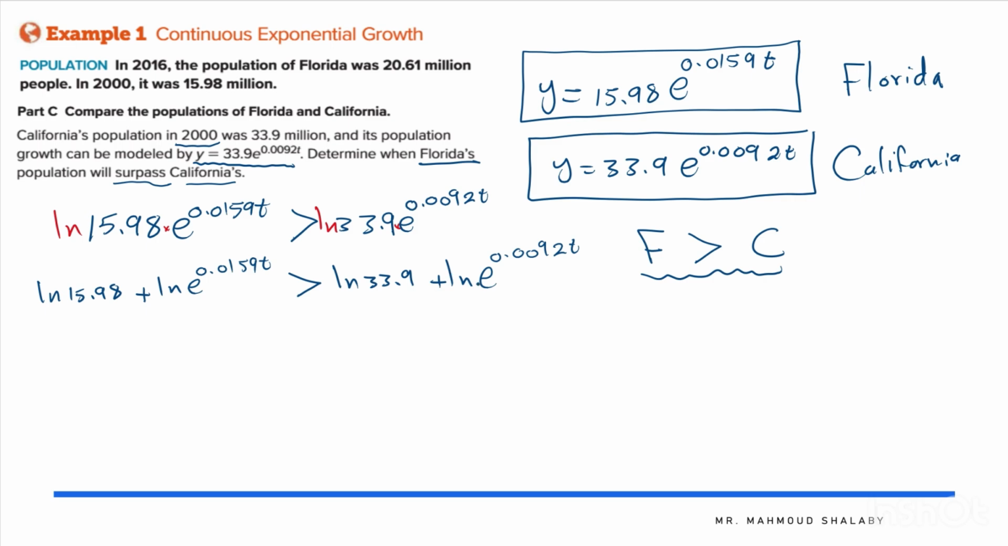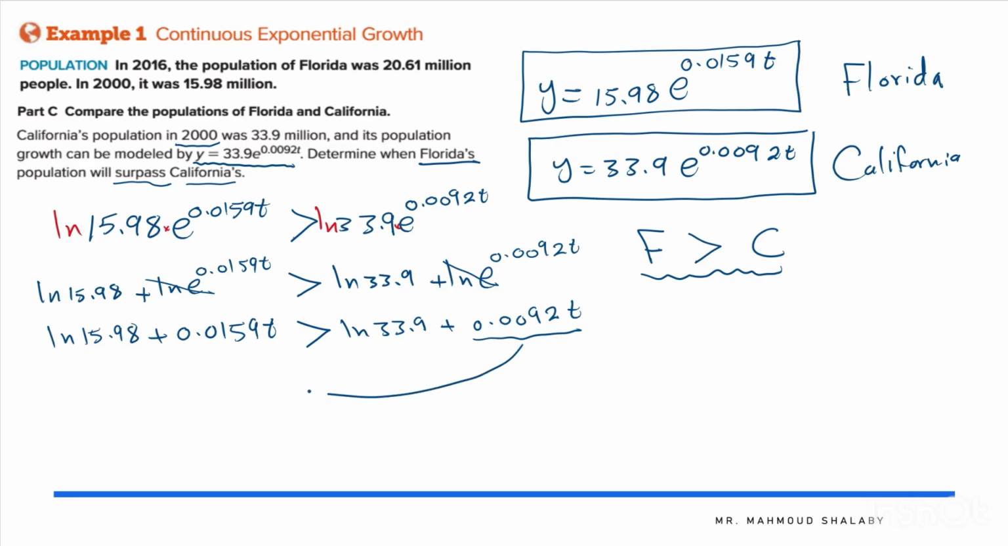Now, ln e here, what will happen? If you remember, we will cancel ln e and ln e, so we will have ln 15.98 plus, I will put the exponent, 0.0159t greater than ln 33.9 plus 0.0092t. Actually, we can jump ahead next time: from here we can write ln 33.9 plus directly. If I know e to the power of something with an ln, it will be removed, so I can directly write 0.0092t, and the same thing here if I have an e type.